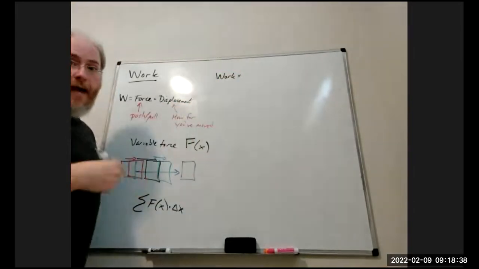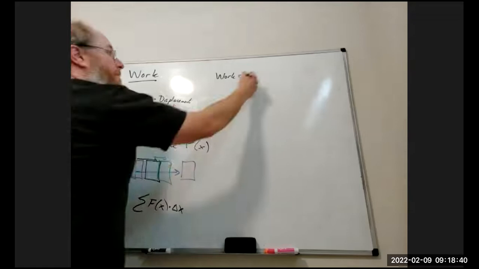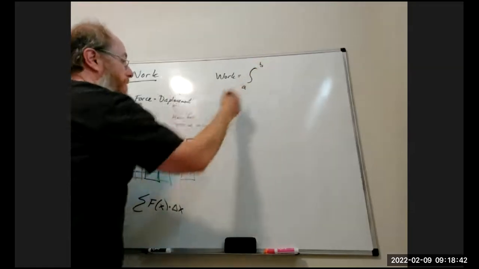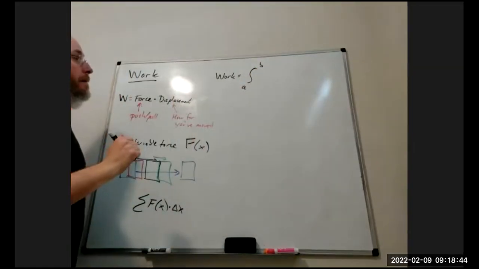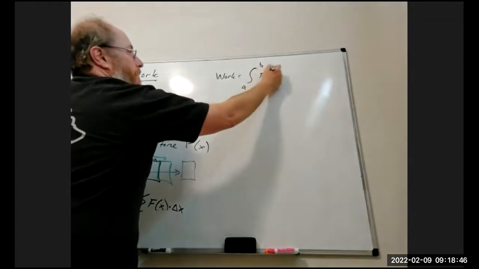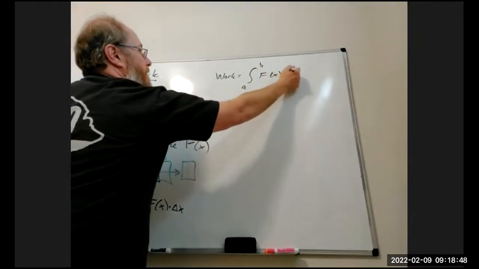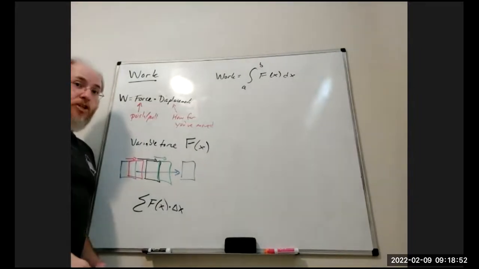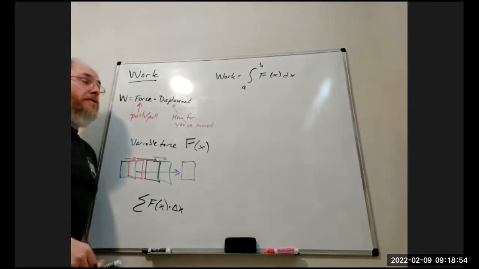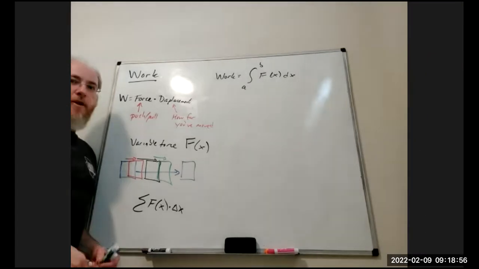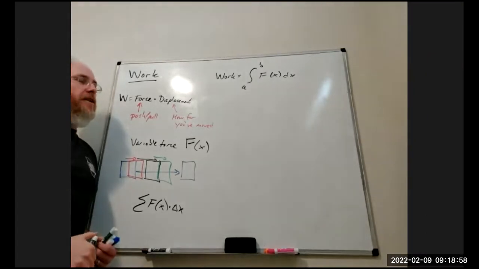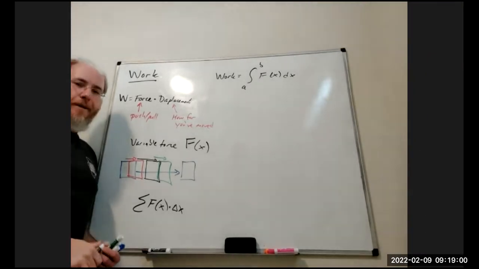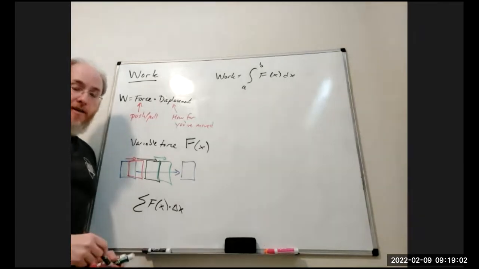So work as an integral is defined as the integral from a to b, so from start to end, of F of x dx. So when you have a variable force, if you know that function, then you can just integrate that from a to b to figure out how much work is actually done.